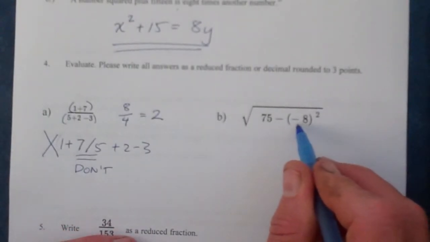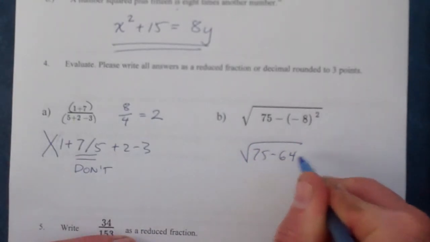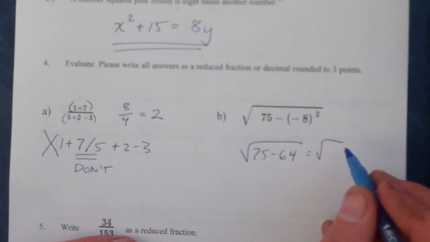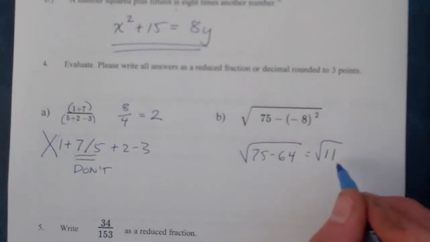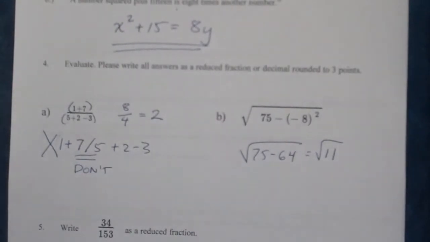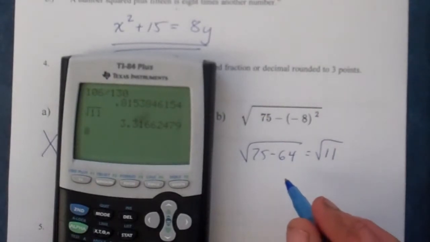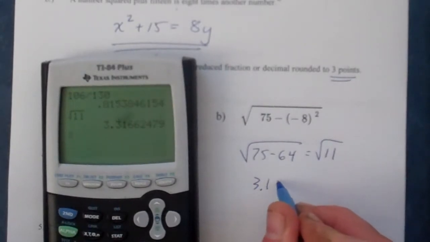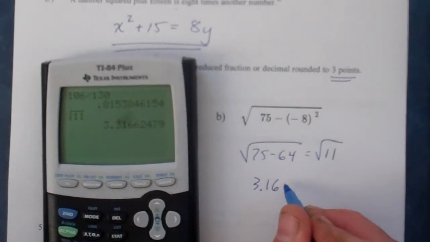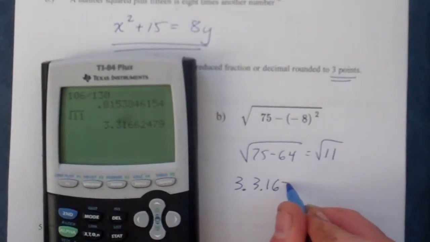Here, we do the parentheses. Negative 8 squared, that's positive 64. 75 minus 64, that's the square root of 11. All right? And I'm going to leave it like that. Okay? If you do type it into your calculator, then you can round to 3 decimal places, 3.3167. All right.